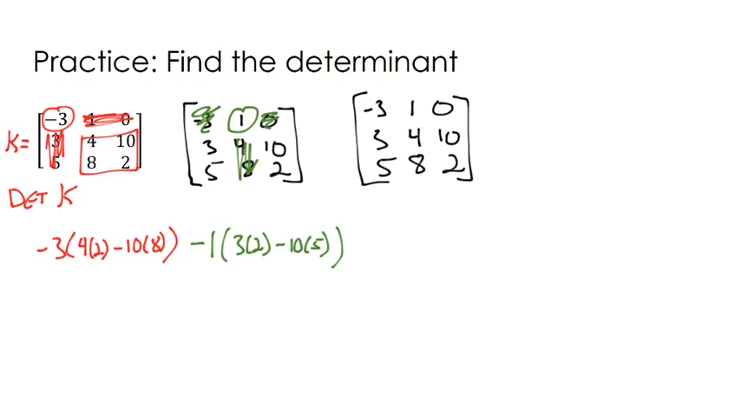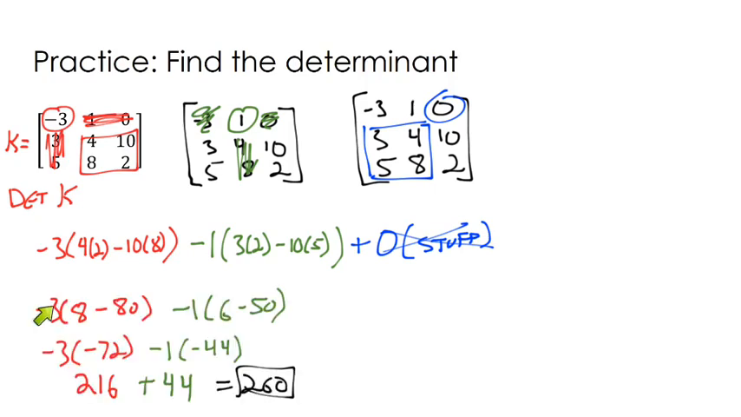And then lastly, we're going to add, and we're going to do the same thing with this. Good job, me, for putting a 0 there, because that makes our math easy. It's going to be 0 times stuff, which doesn't matter because that's just a big old 0. Now let's do our simplification. After I simplify, I end up with the determinant of this 3 by 3 matrix, matrix K, as I called it, is going to be 260.